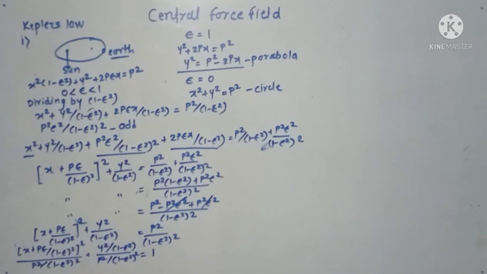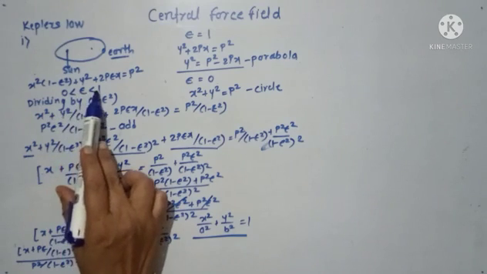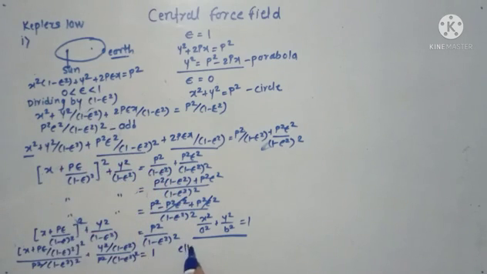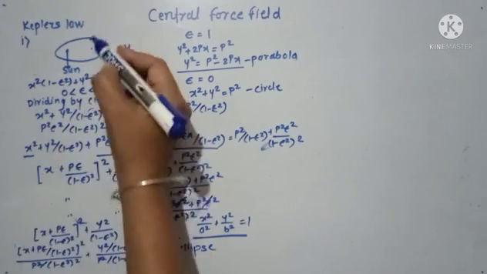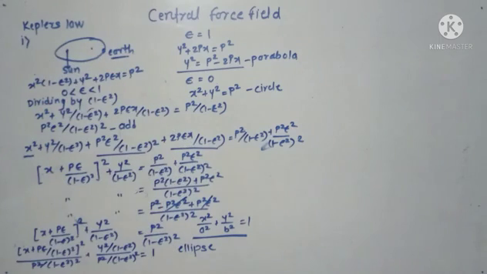This is nothing but the form x squared by a squared plus y squared by b squared equals 1, which is the equation of the ellipse. So if the value of epsilon is greater than 0 and less than 1, this is the equation for the ellipse. If you take the orbit equation in a central force field with epsilon between 0 and 1, the planet is revolving around the sun in an elliptical orbit with the sun as one of the foci.